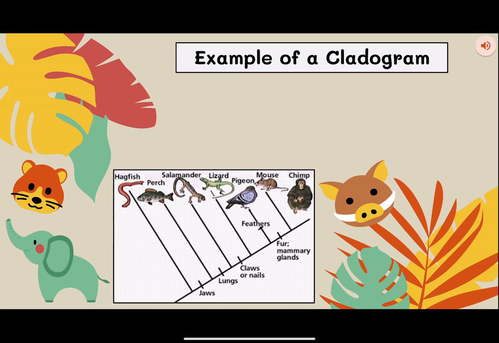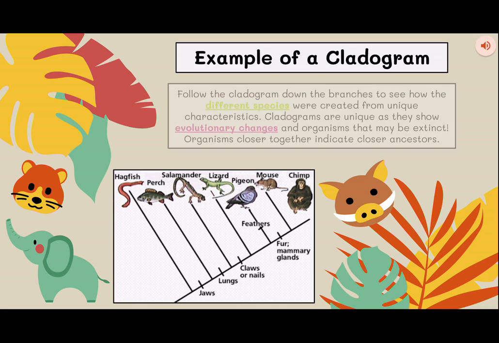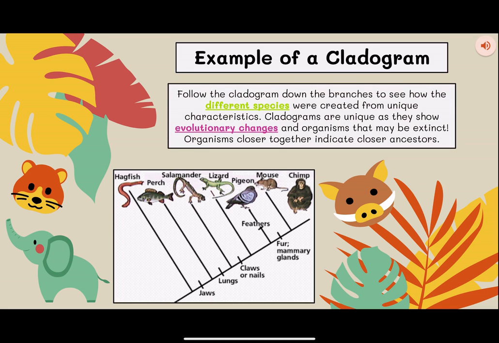Here is an example of a cladogram. Follow the cladogram down the branches to see how the different species were created from unique characteristics. Cladograms are unique as they show evolutionary changes in organisms that may even be extinct. Organisms closer together on the cladogram indicate closer ancestors.